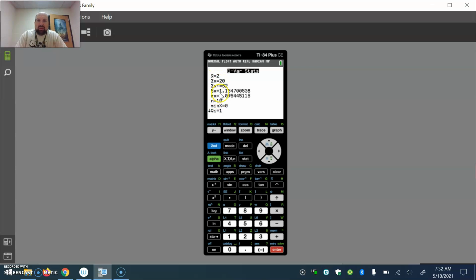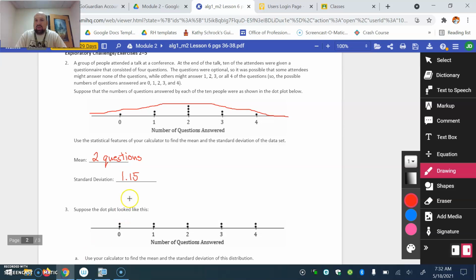My standard deviation is 1 and all of this, but I only need to the nearest hundredth, so that's the 5. There's a 4 next to it, so I don't round it up, so it's 1.15. So I come back, and here we go. I had already filled this in. 1.15.